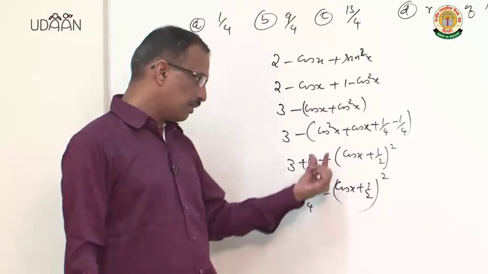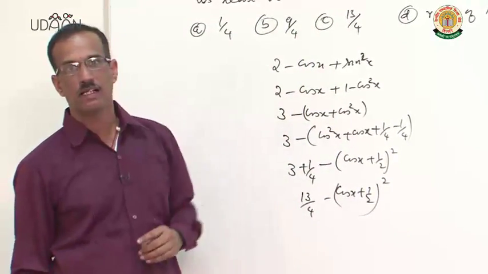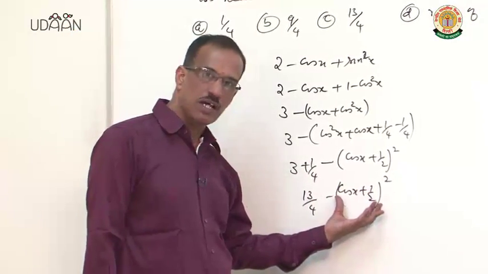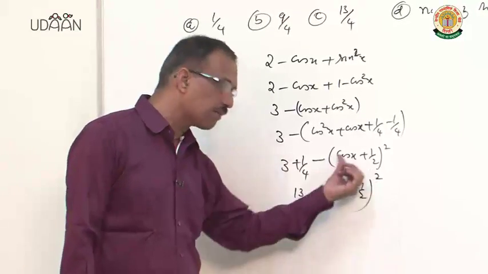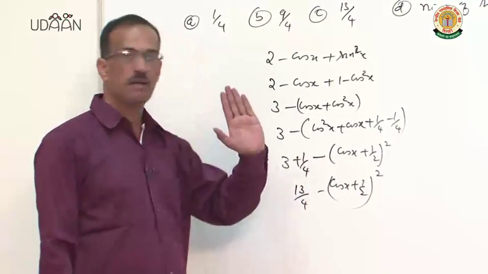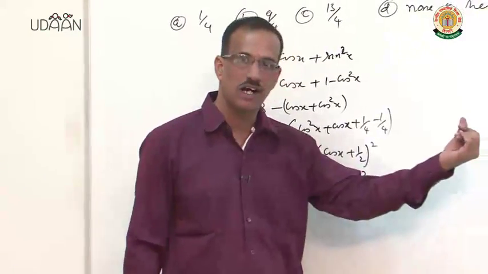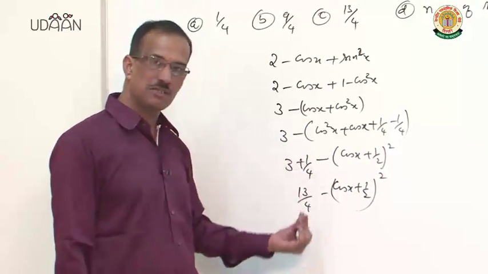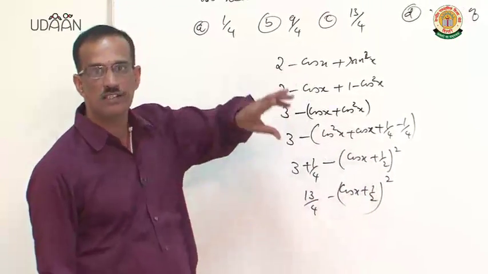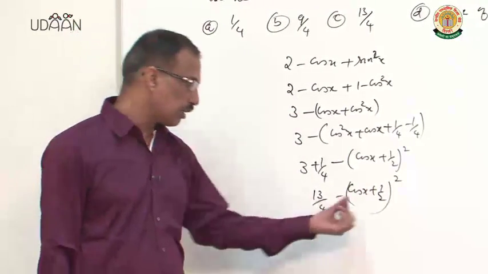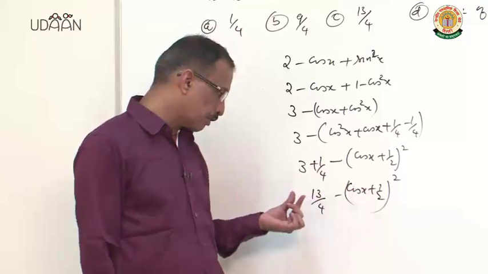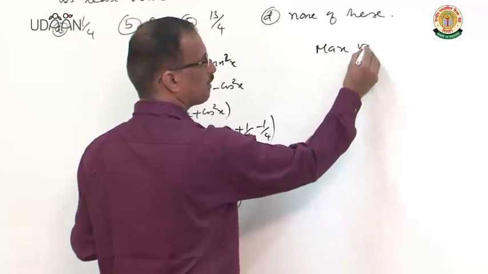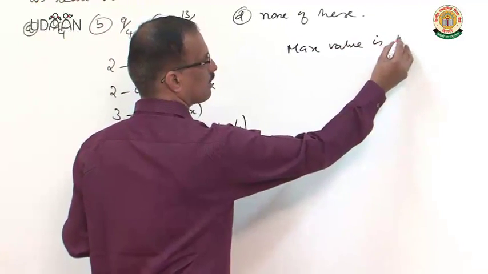Now here the maximum value and the minimum value we have to find out. The maximum value is what? It's a square value, so when this whole thing becomes 0, you will get the maximum, because if the negative is going on, then its value also goes down. So the maximum value means this negative value, if it is 0, you will get the maximum. If this whole thing becomes 0, your value is 13 by 4. So the maximum value is 13 by 4.